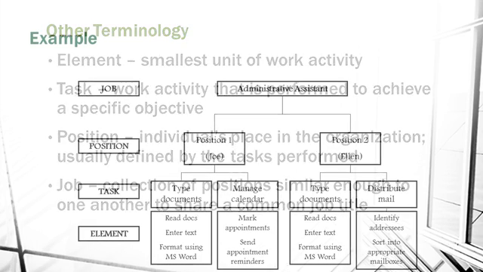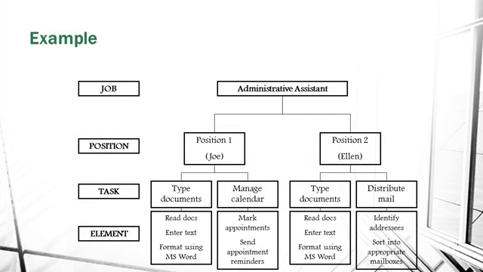Here is a visual example for the job of an administrative assistant, where you can see the job is broken down. There are two people in the position, Joe in position 1, Ellen in position 2. Joe and Ellen each perform some tasks that are similar, such as typing documents, but then they have some different tasks, where Joe manages a calendar, whereas Ellen has a task requirement of distributing mail. And then you can see the elements that are comprised of breaking the task down into its most basic parts.